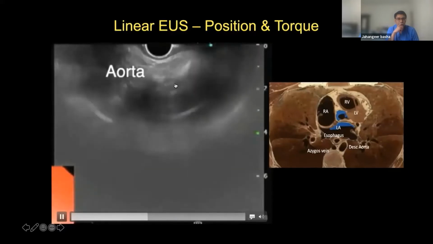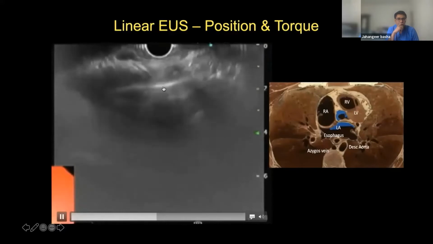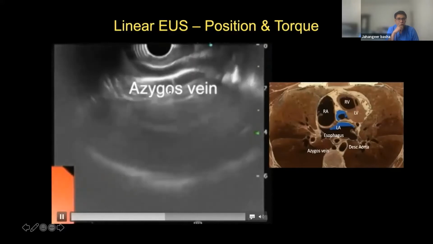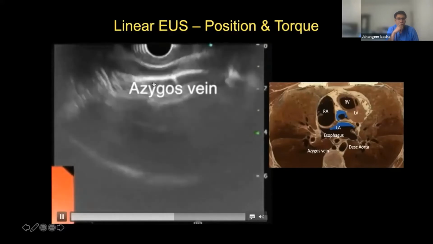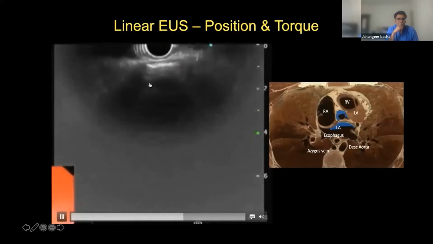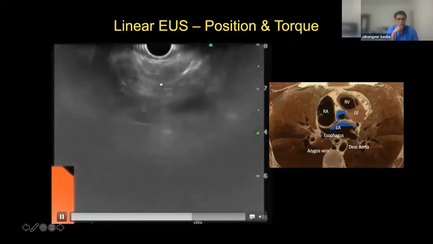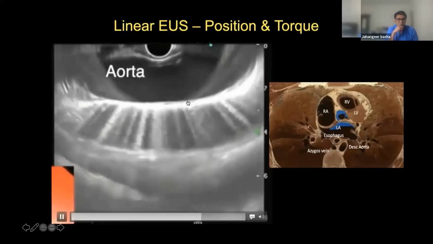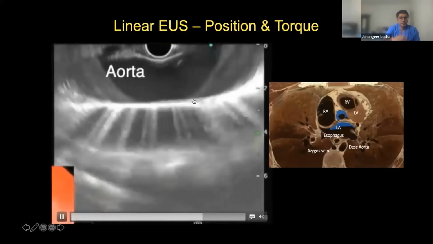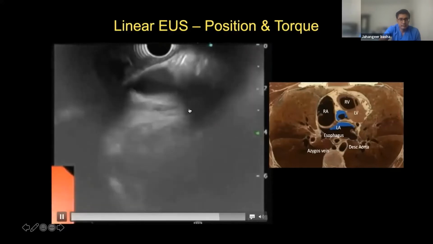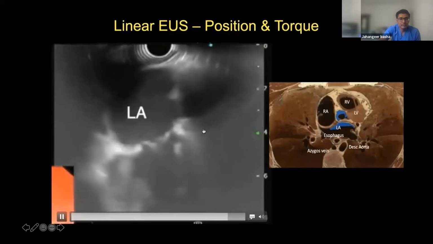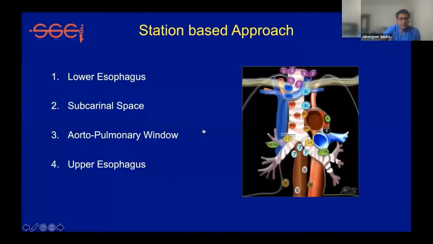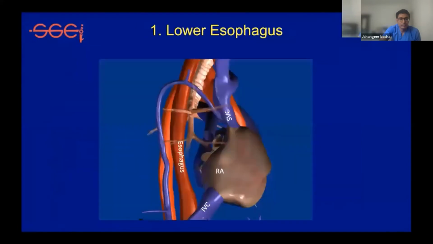From here, if we move further anti-clockwise, we can see the vertebral bodies and then the azygous vein, which is on the right side of the vertebra. If you give reverse movement from here towards clockwise, we see the aorta, and further clockwise, we can see the anterior chambers of the heart. So let us move on to the station-based approach.